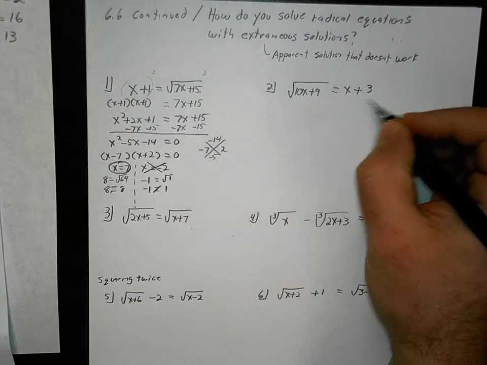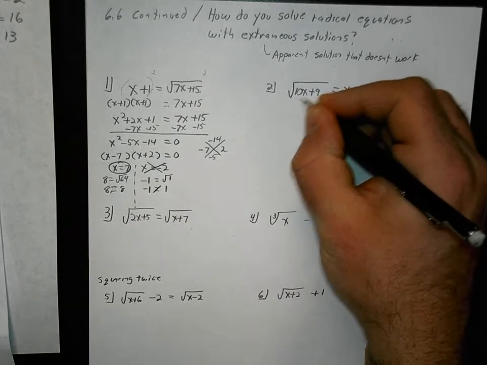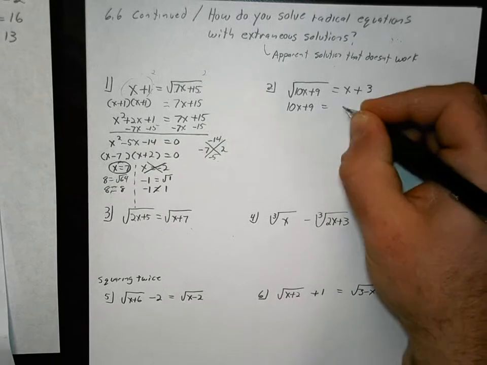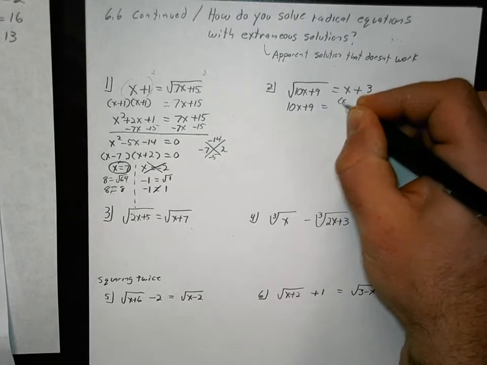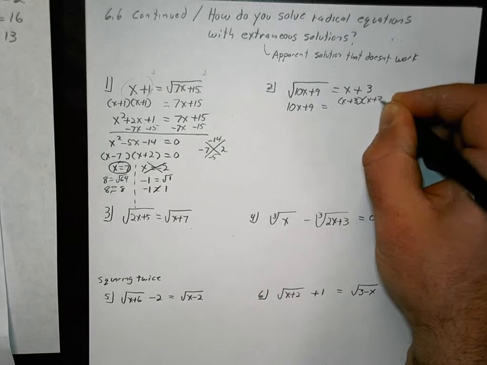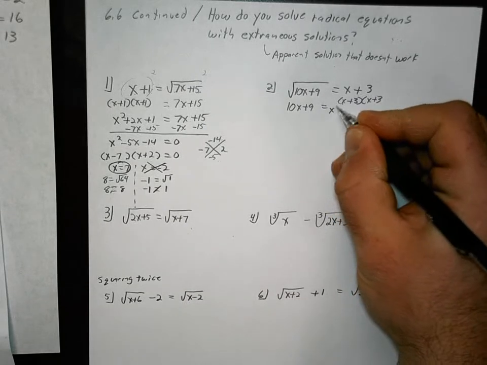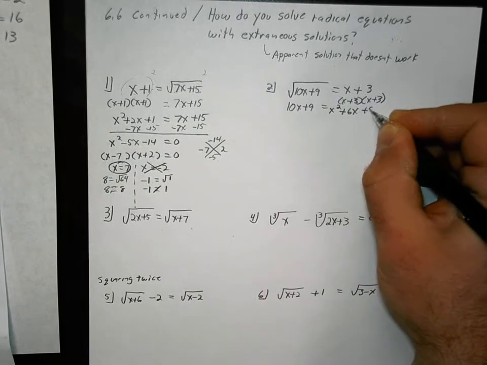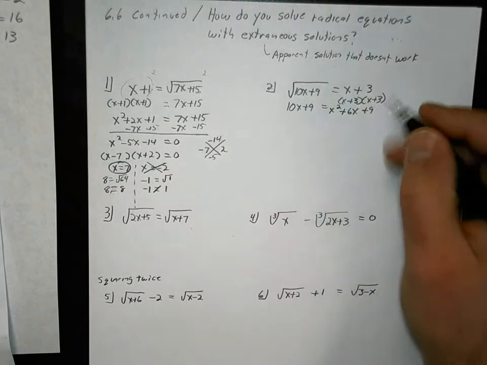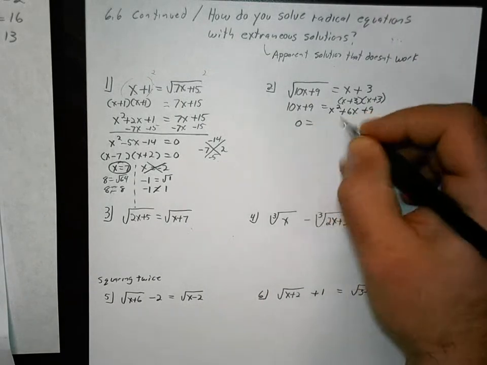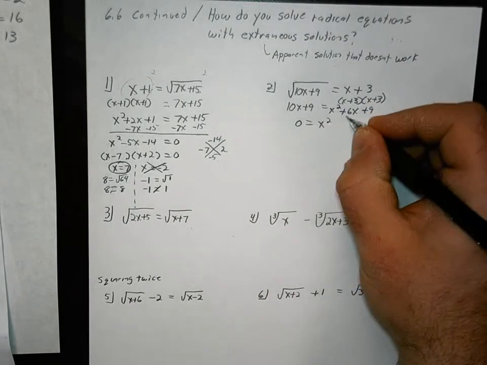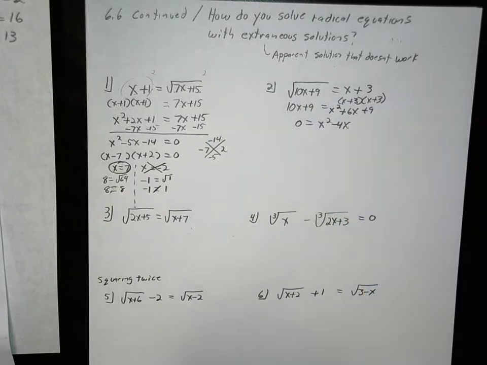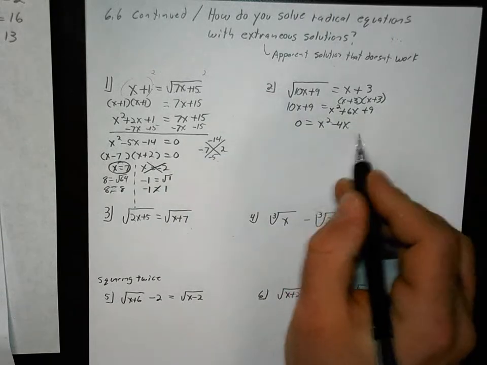Okay, let's try this one. So when I square both sides here, square the left side, I get 10x plus 9. Square the right side, I'm going to get x plus 3 times x plus 3, which is going to give me x squared plus 3x, and 3x is 6x plus 9. So let's get everything over to this side. I'm going to get x squared, subtract 10x is going to be minus 4x, subtract 9, and that's going to be 0. So this is what I would get there.